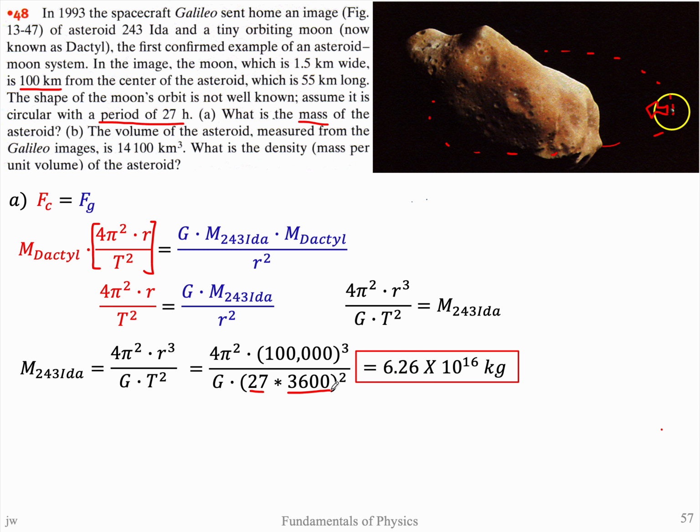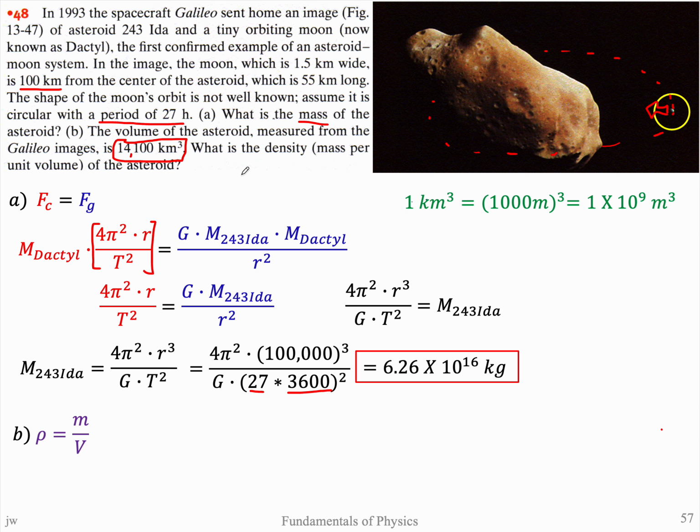Part B says, all right, now we know the mass and we're given the volume over here. What's its density? Well, density is mass over volume, and we already know the mass. But there's one issue I've got to mention real quick here, and that's the volume. It's 14,100 cubic kilometers.